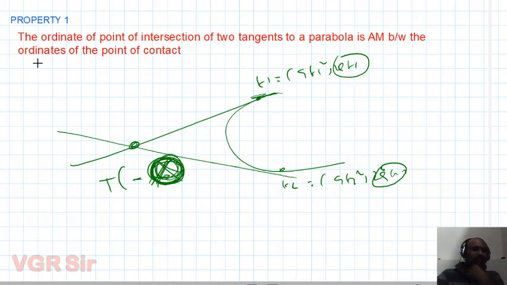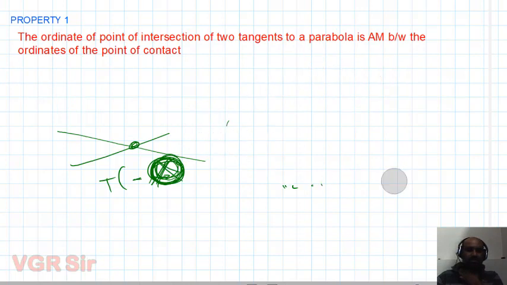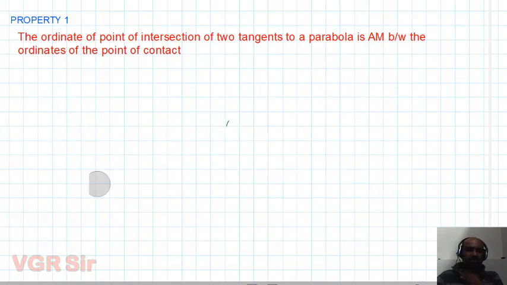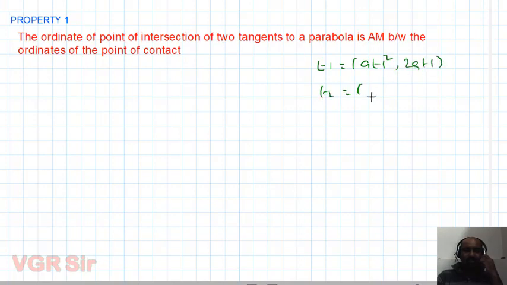Now I will prove. So what is T1? T1 is (aT1 square, 2aT1), and T2 is (aT2 square, 2aT2).